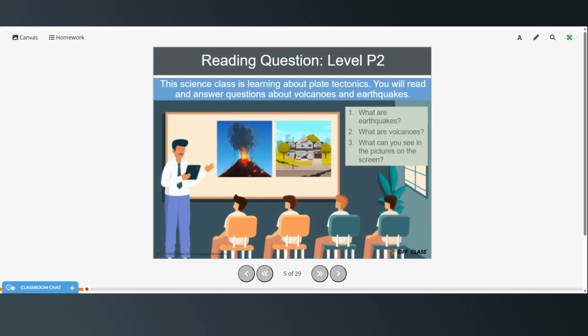Okay, this science class is learning about plate tectonics. You will read and answer questions about volcanoes and earthquakes. So before reading, think about these questions. What are earthquakes? What are volcanoes? And what can you see in the pictures on the screen?